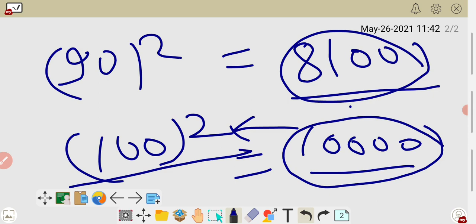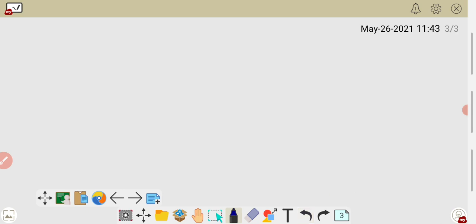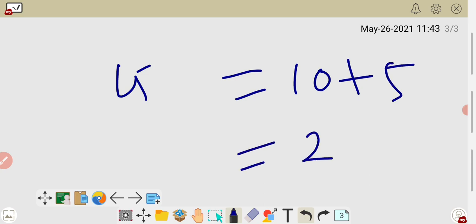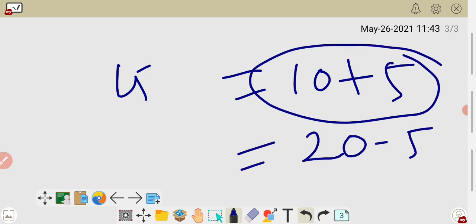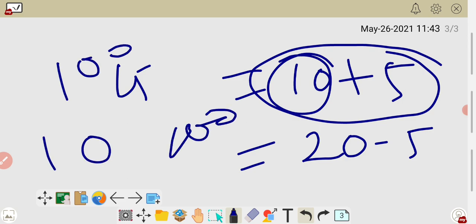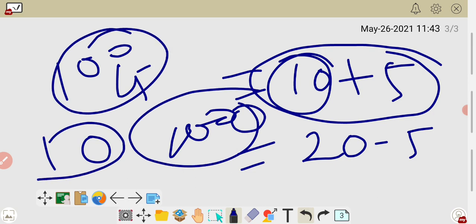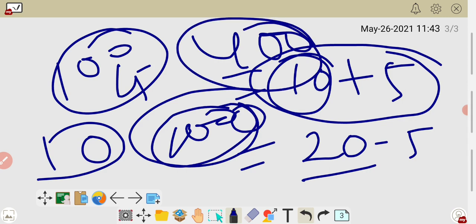Try to convert into the number which comes with the help of 0. Suppose, one example: take 15. So 15 you can write as 10 plus 5 or 20 minus 5. 10 plus 5 is very easy: 10 square is 100, so you get 100, 1000 and so on. So try to convert into that, in which you get 10, 100 and 1000. If you do 20, it becomes 400. So it is very easy to do with the help of 10, 100, 1000. A multiple of 10 is required.